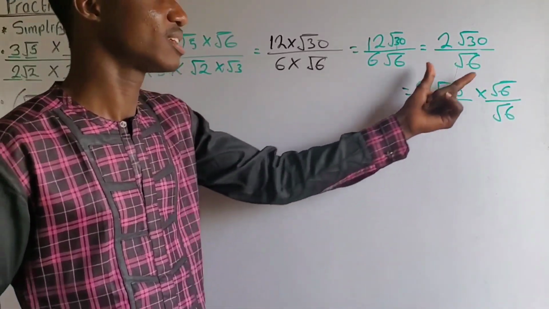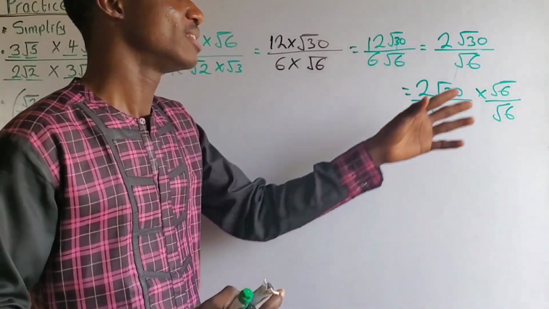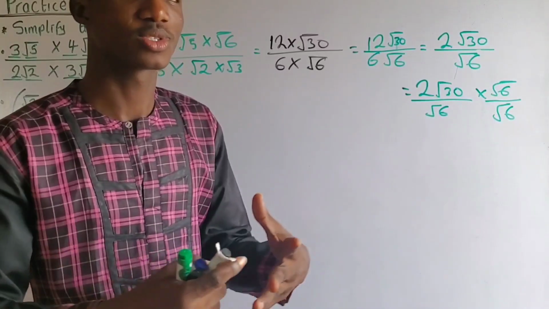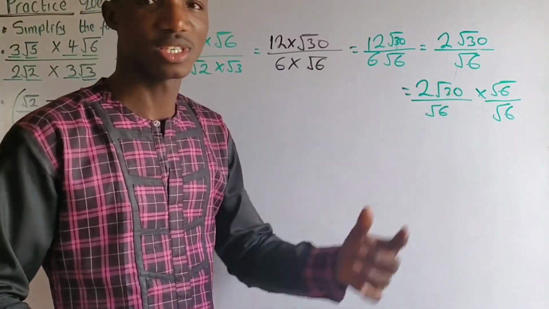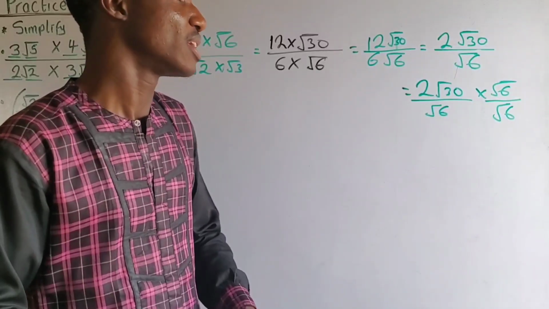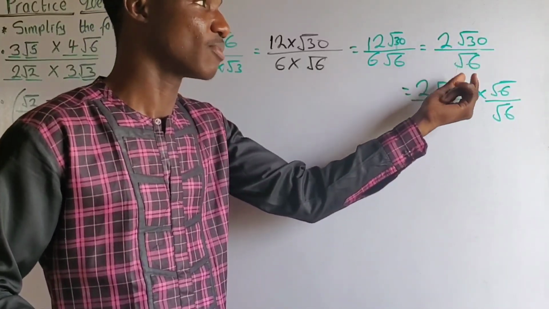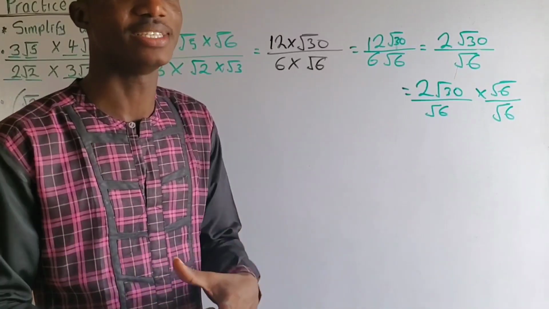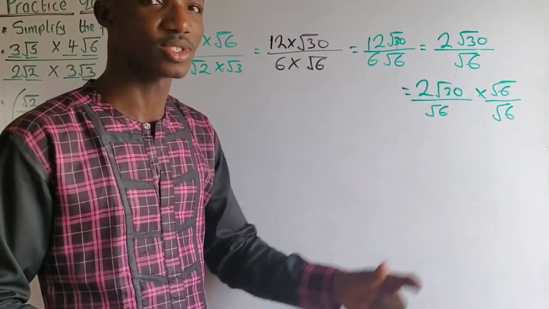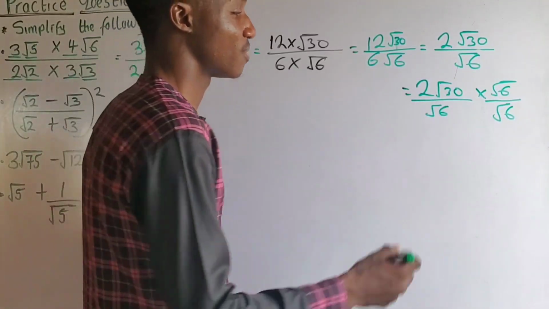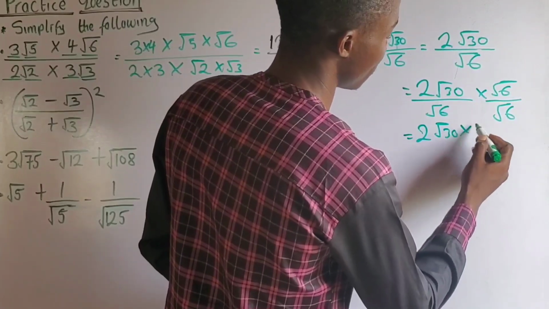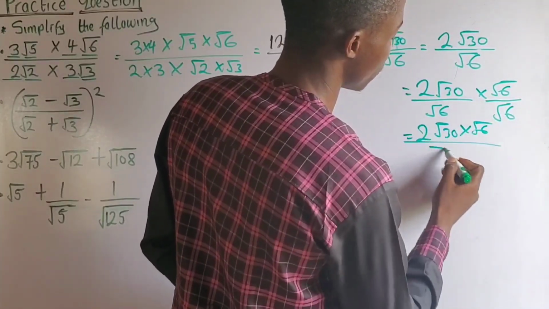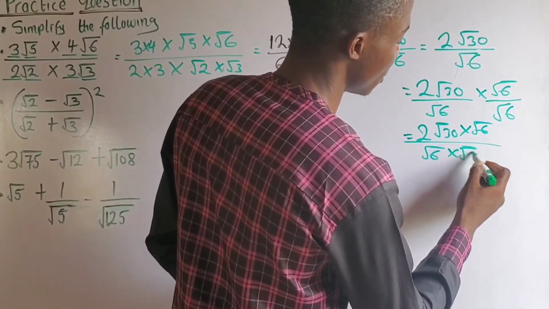If you want to rationalize the surd, you just have to multiply both the numerator and the denominator by the surd that you have at the denominator, okay? This root 6 is a surd. Are you getting it? So, in an attempt to rationalize this, I'm going to multiply both the numerator and the denominator by this root 6, okay? So, for this, I'm going to have 2 root 30 multiplied by root 6 all over root 6 times root 6, okay?